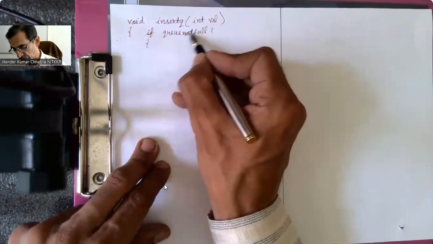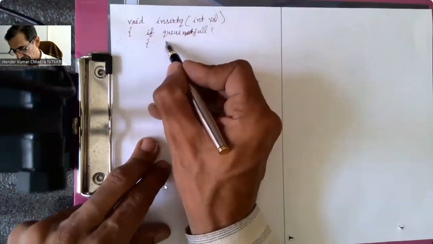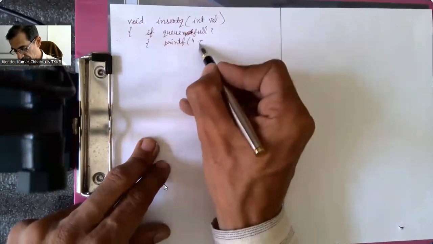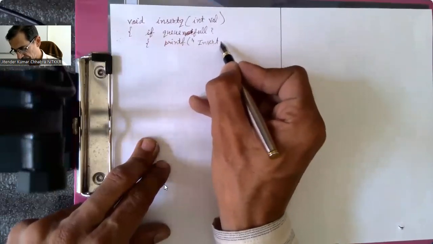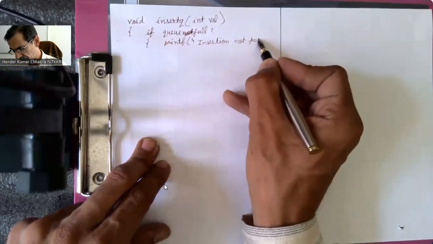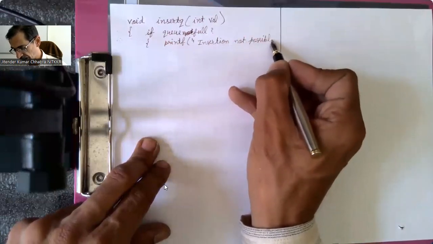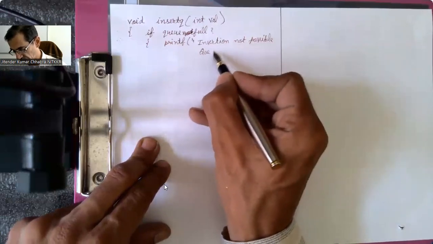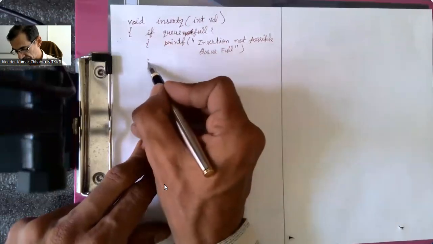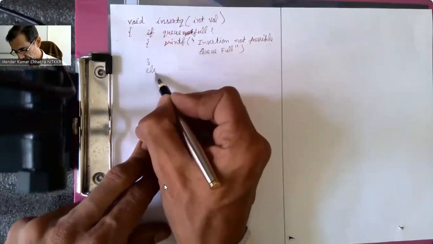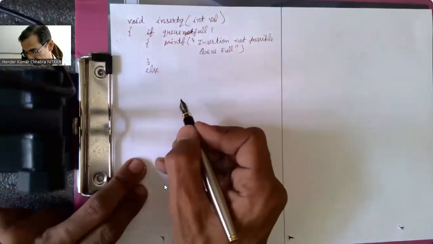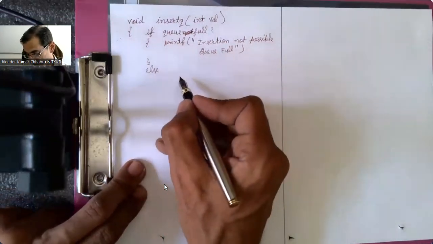So I will say if queue full, I will give a message, printf: insertion not allowed as queue is full. And we will say it is not allowed for the time being. Else, we are supposed to do the insertion. How to do that? Using the rear end.